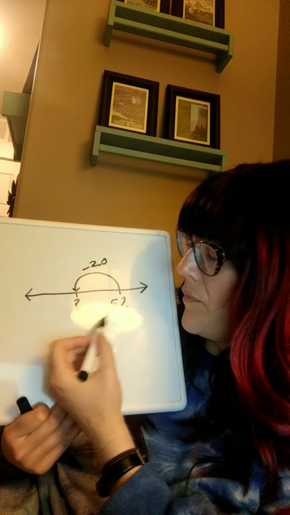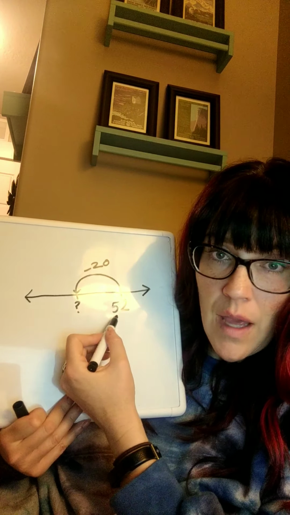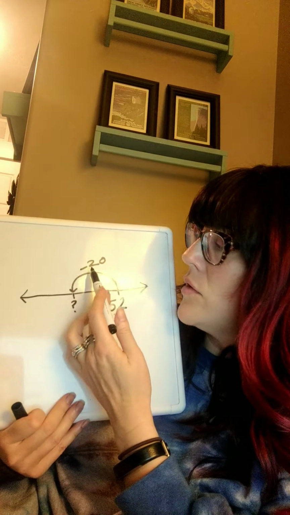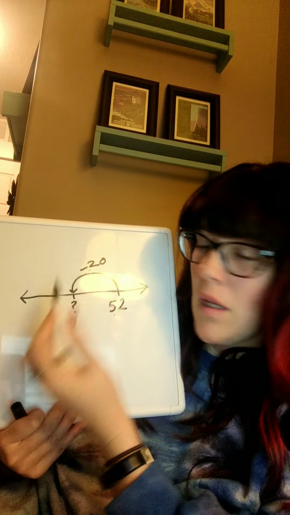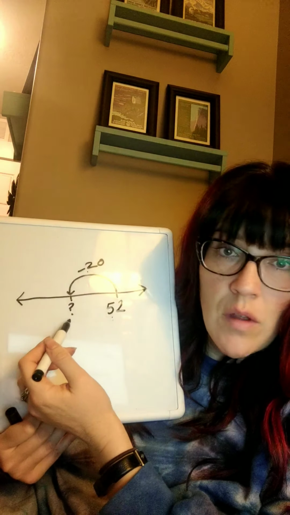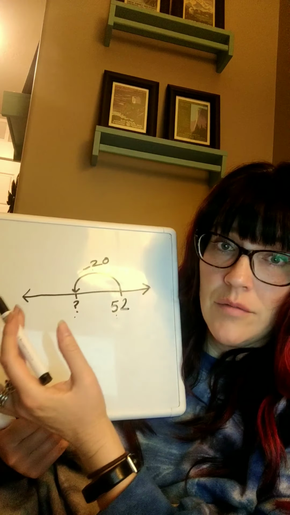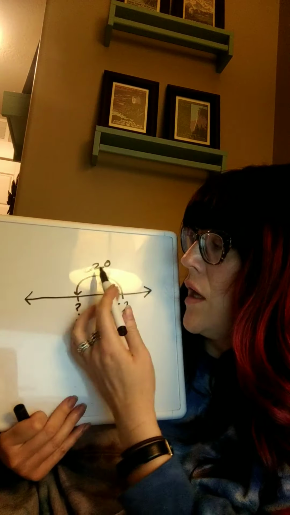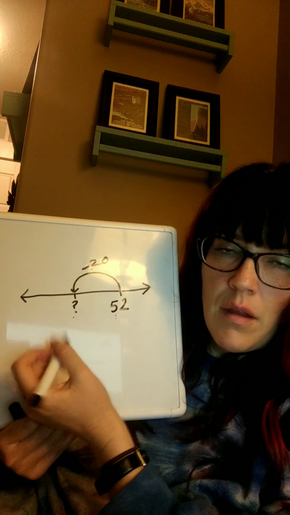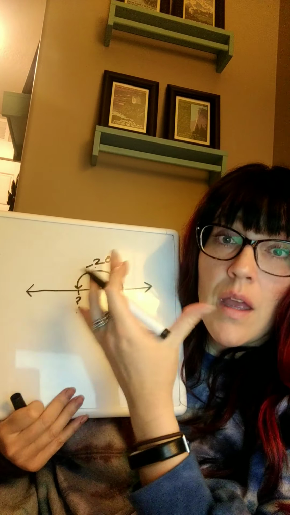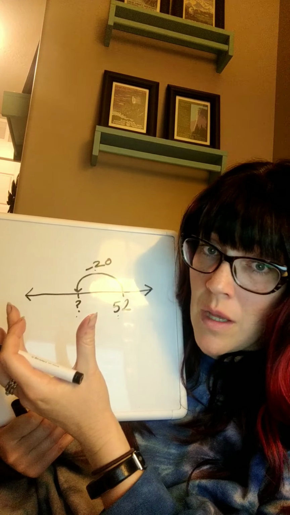All right, so really if you're going to do a story situation, you could do something like this. There were 52 birds on the tree. 20 birds flew away. How many birds are still on the tree? Easy as that. And what would be the number equation that matches that?